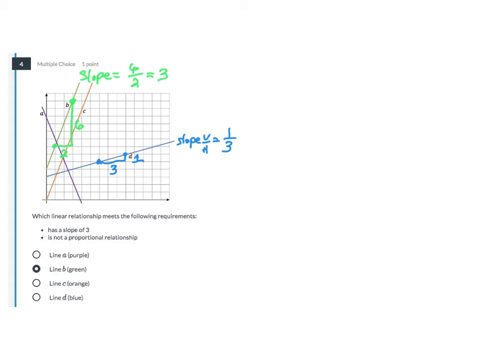Okay. And let's just make sure with line C. Again, I'm going to pick 2 points. Oh, but line C actually goes through 0, 0. Okay, so that's not going to work. Let's look at line A. Well, line A is going down the hill. So that makes the slope negative, but they want a positive one. So A is not going to work either because that's a negative slope. So what's the answer here? It is line B.